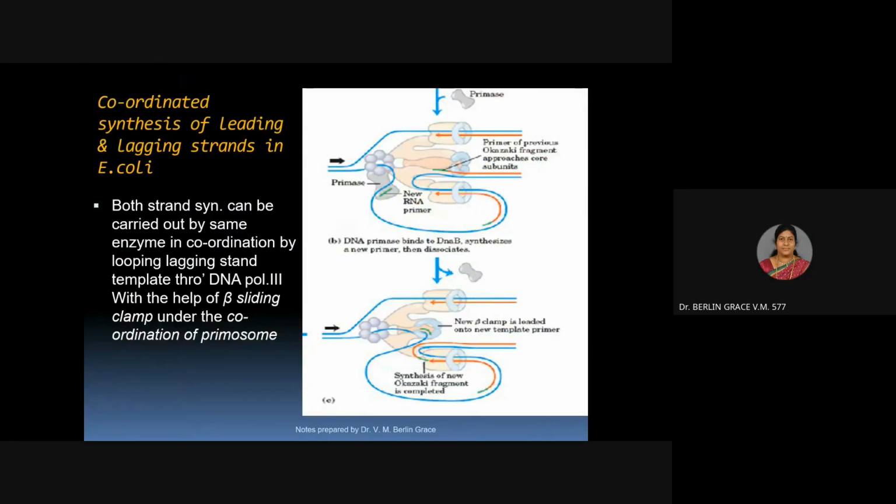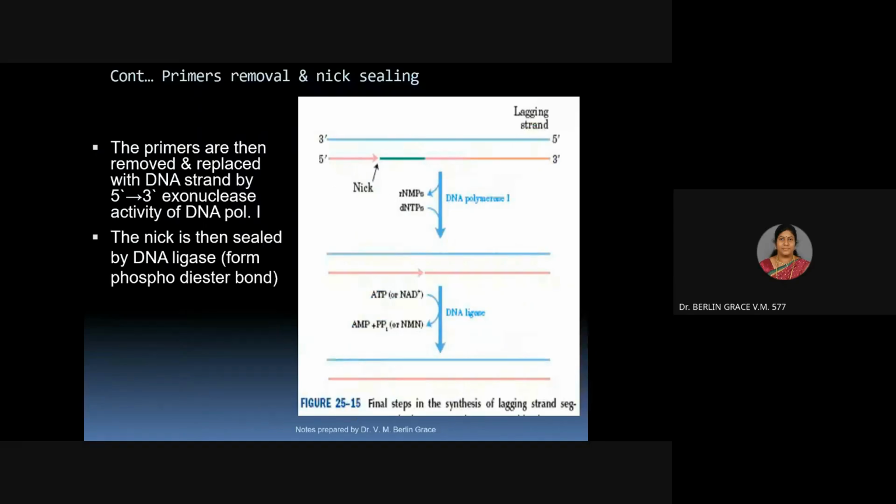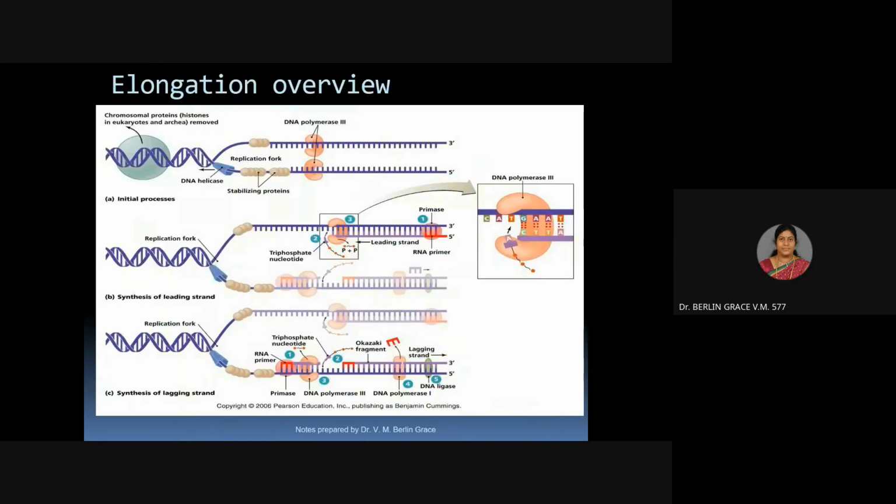These two can be coordinated by a single enzyme by looping out the lagging strand template so that the two processes can go in parallel in one enzyme itself. Then once it is over, the Okazaki fragments are removed and the nick will be sealed by ligase enzyme. The whole elongation process is given in brief.